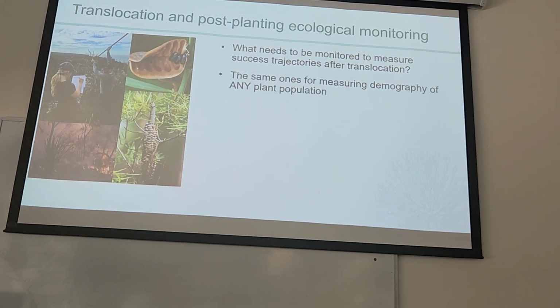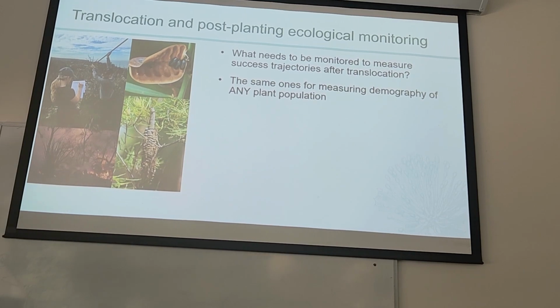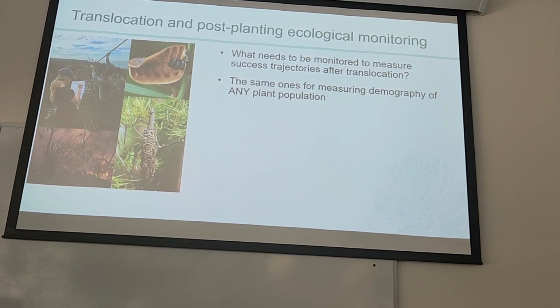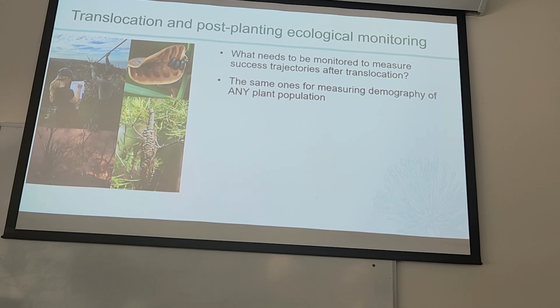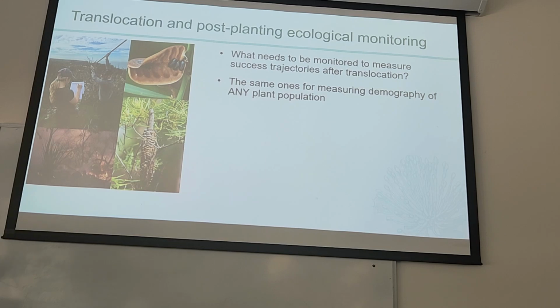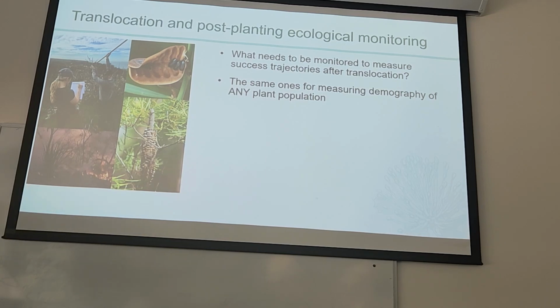And after a while I was thinking, you measure the same things as you would for any plant population. It's really the holistic ecology of that species. And obviously there are special things you need to do because you're growing and developing and getting a species ready to put into that system. But once it's there, it's the ecology of that species within its system. That's the important thing. So all those demographic factors are key.